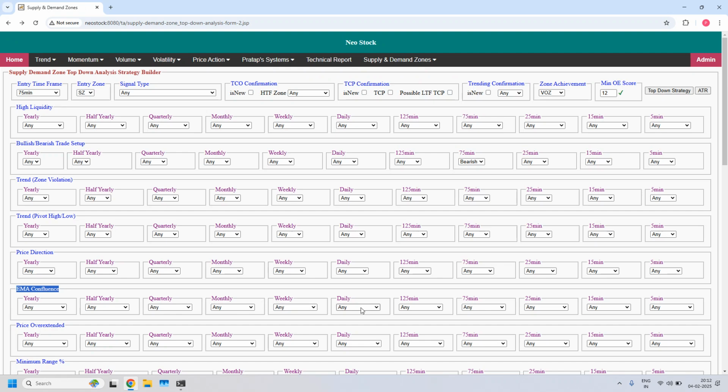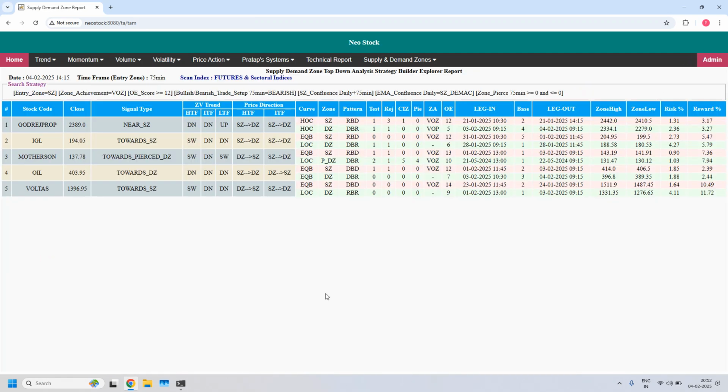In the EMA confluence, a daily time frame, I am setting the filter daily supply zone having daily EMA confluence. With this filter, we got 5 stocks. So these 5 75-minute supply zones are even more high probability trade setup supported supply zones.